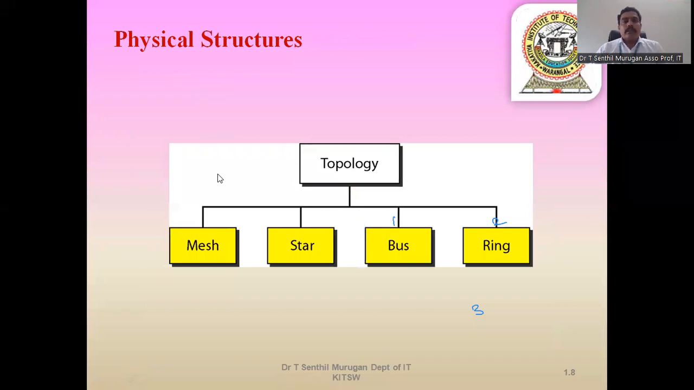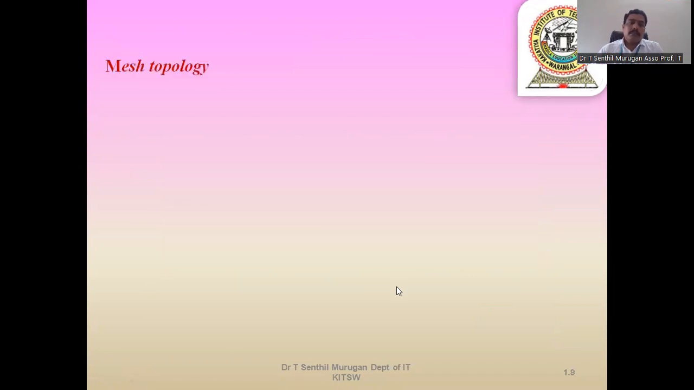So now we are going to discuss the structure of the network. According to the physical structure, these are the physical structures: mesh topology, star topology, bus topology, ring topology. When we are seeing the network, physically this is the structure. So these are the different types of topology.